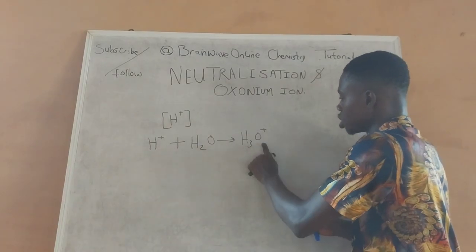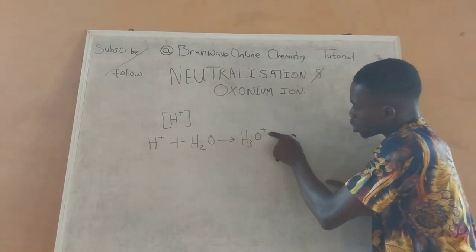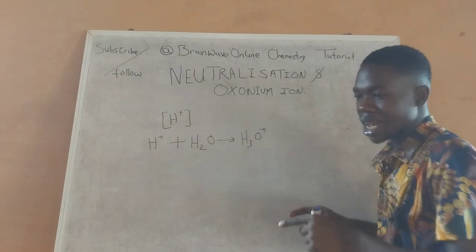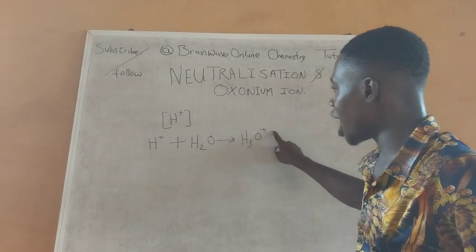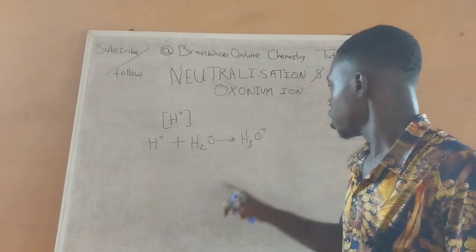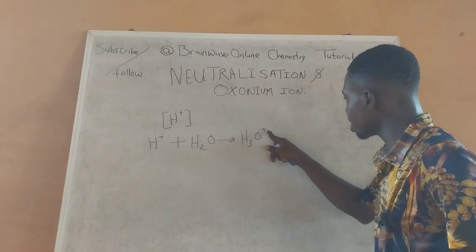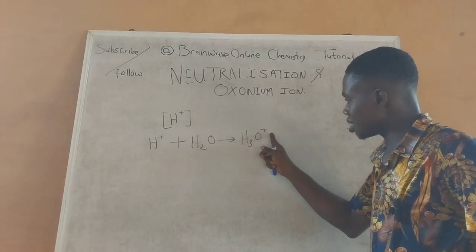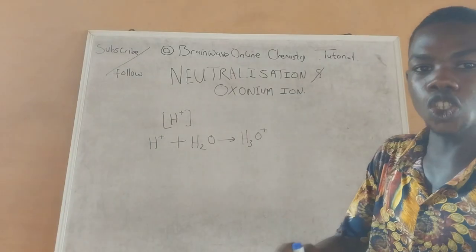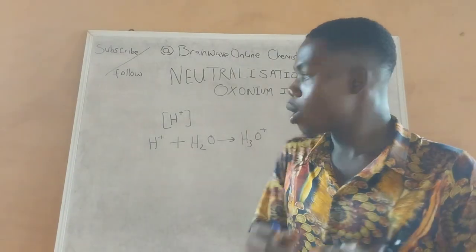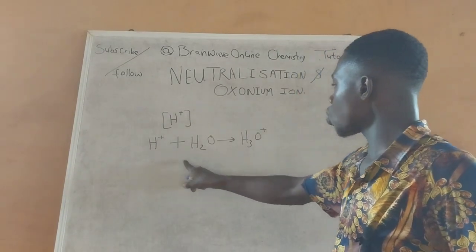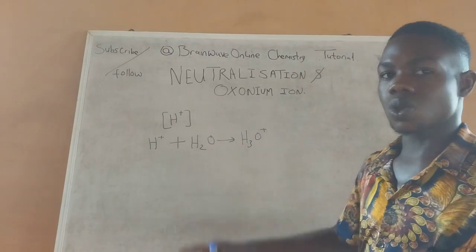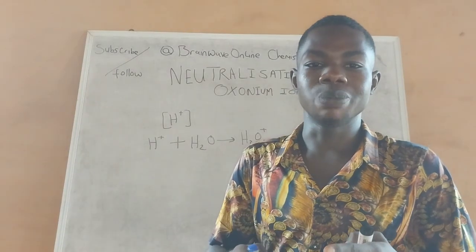1 oxygen, 1 hydrogen. Please don't forget that the charge must be written because it's an ion. Ions always have a charge, either positive or negative. So don't forget that the charge must be written at the top right hand side. So I repeat again, oxonium ion is formed when hydrogen ion reacts with 1 mole of water. So that's how oxonium ion is formed.